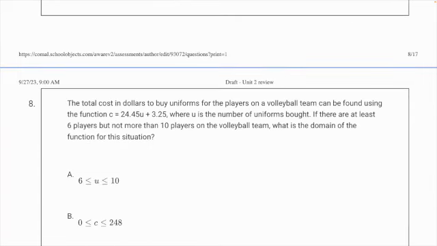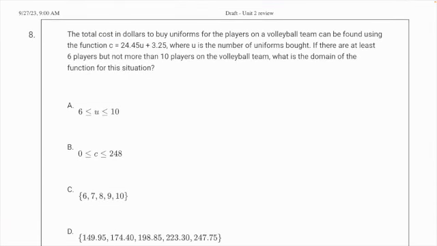The total cost in dollars to buy uniforms for the players on the volleyball team can be found using this function, where U is the number of uniforms bought. If there are at least 6 players, but no more than 10 players on the volleyball team, what is the domain of the function for this situation? Alrighty, here we go. So guys, taking a look here, it is asking us to find the domain.